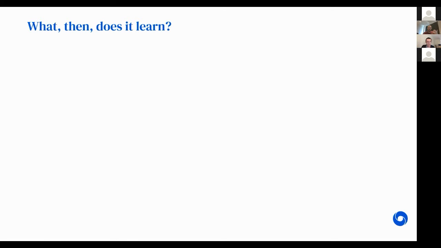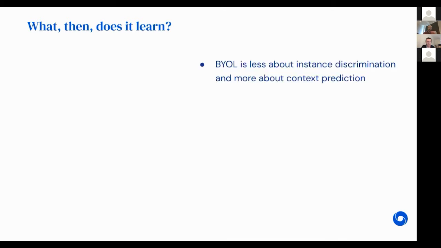But what then does it learn? I would argue that BIAL is actually less about instance discrimination and more about context prediction. And I should point out that this is a bit more conjecture. We don't necessarily have proof for everything I'm going to say here, but we do have some evidence.